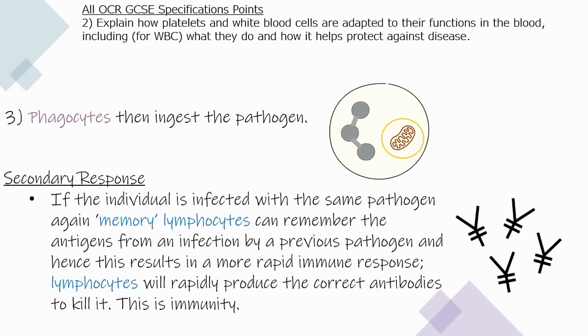Now, the secondary response is a key component of the immune system, and this is because when an individual is infected with the same pathogen, memory lymphocytes are able to remember the antigen from the infection before. So this means that there's a more rapid immune response, meaning that lymphocytes will rapidly produce the correct antibodies to kill it, and this is what's known as immunity. So this is what causes us not to continue to be ill when we're infected with the same pathogen.